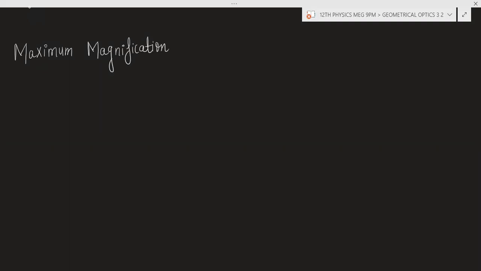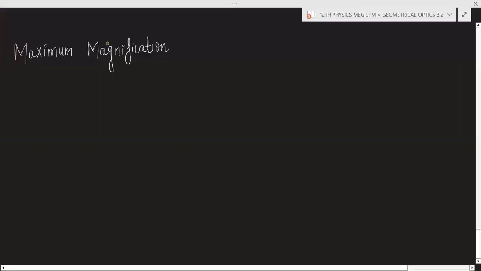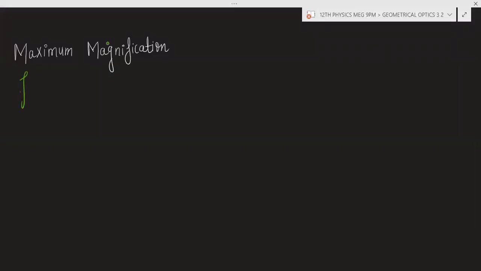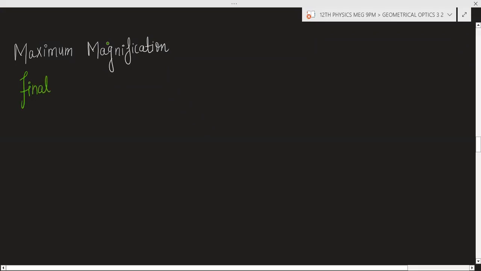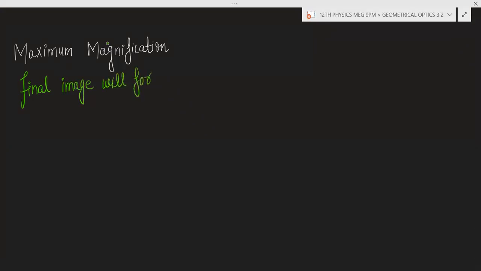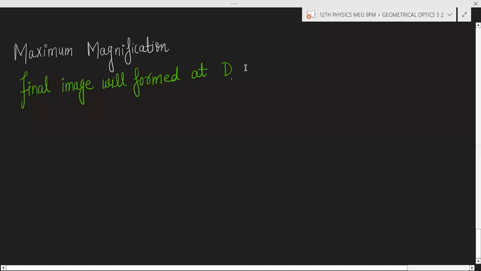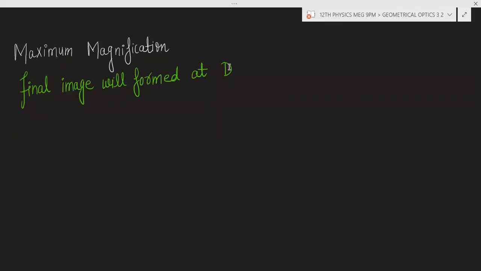For the maximum magnification, always remember that one point: the final image will form at D. D means the least distance of distinct vision, that is 25 centimeter. When the final image forms at D, that is the condition of maximum magnification. And how will we calculate the maximum magnification now?